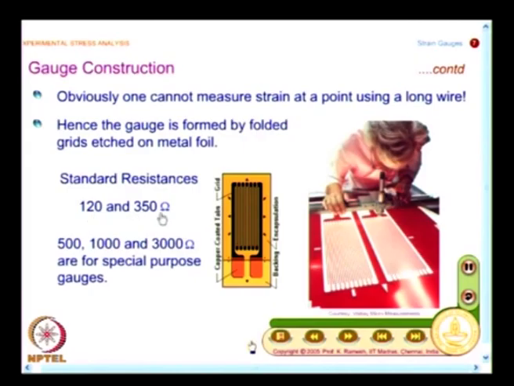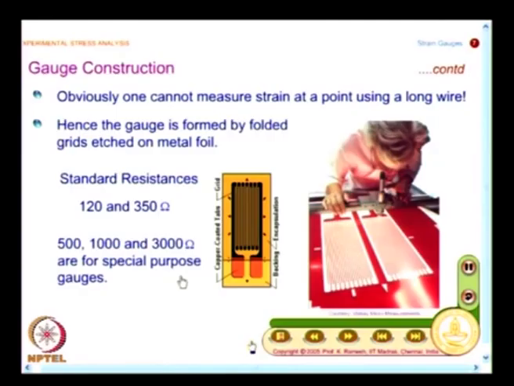Then you have 350 ohms. With the advancements in composites, now you have 500 ohms, 1000 ohms as well as 3000 ohms have been developed. And mind you, they are very difficult, it is not simple, it is very expensive. Strain gauge is also very expensive, and the moment you paste it, the strain gauge is lost, you cannot reuse it. So, you have to be very careful in designing your strain gauge instrumentation. It is a very expensive proposition.